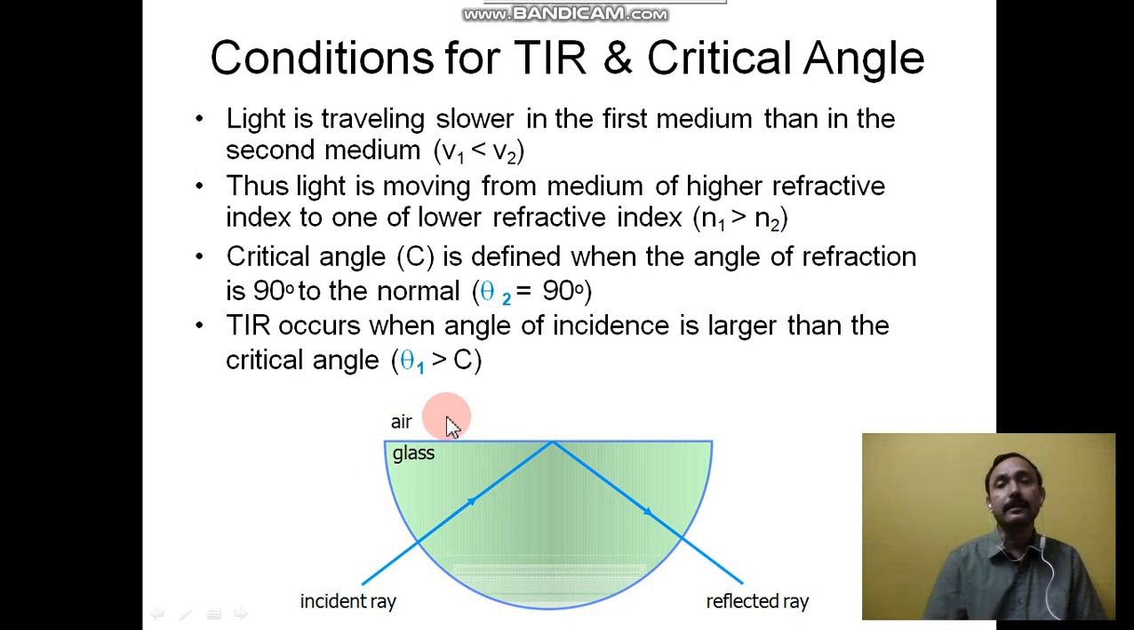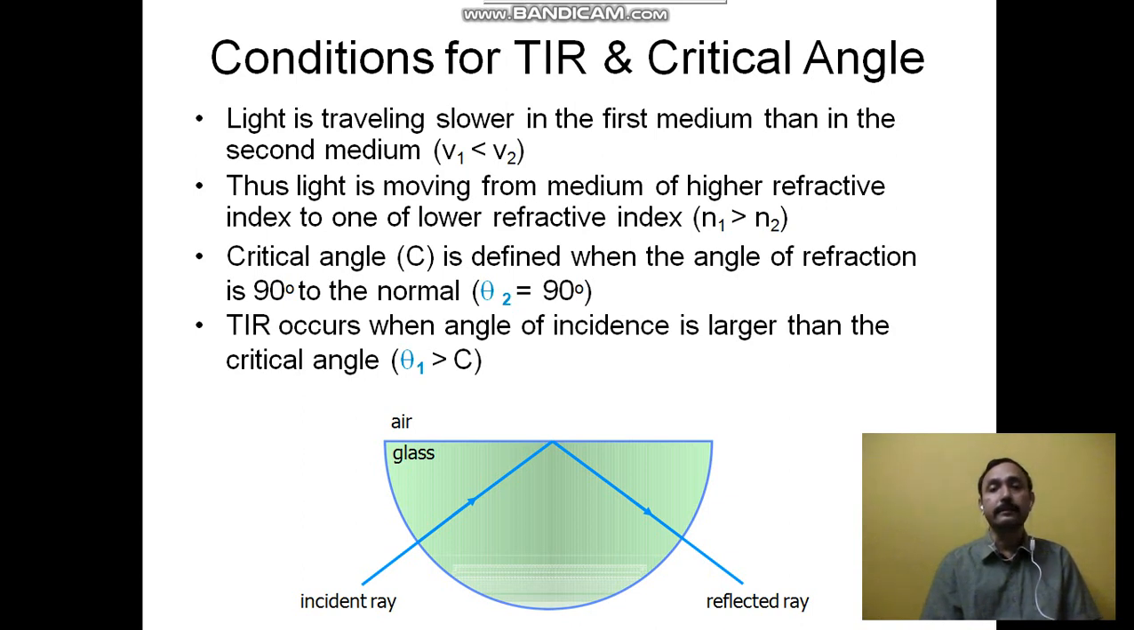So light is moving from a medium of higher refractive index, glass, to one of lower refractive index, air. So N1 is greater than N2. Here we are considering glass, whose refractive index is N1, and air, whose refractive index is N2.